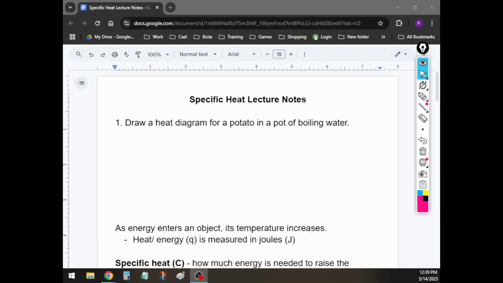We're going to start by going over the heat diagram. So this should be pretty easy. We're going to draw our pot of boiling water, okay? And then we're going to draw our potato in there. And hopefully you guys drew arrows going from the water into the potato to signify energy goes into the potato. Okay, pretty simple, right?